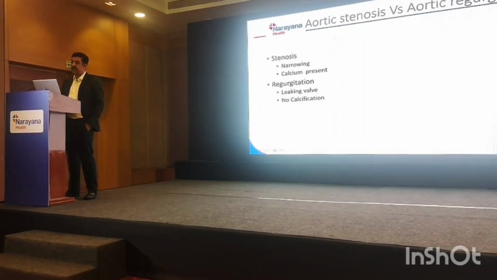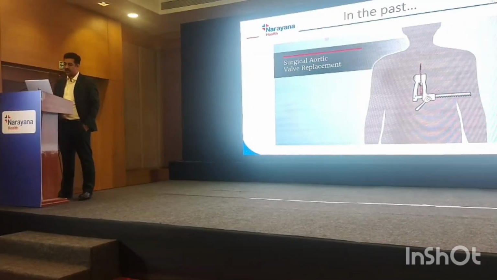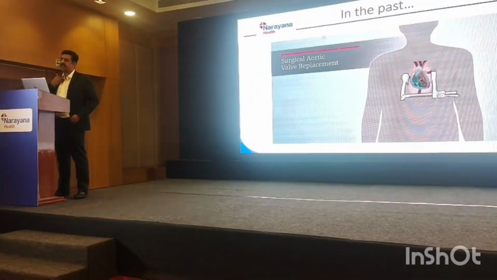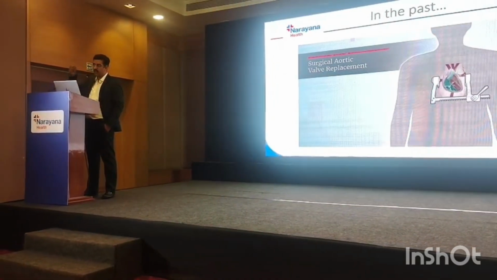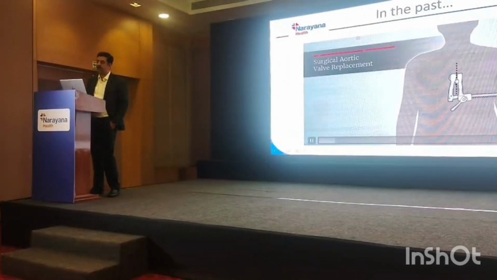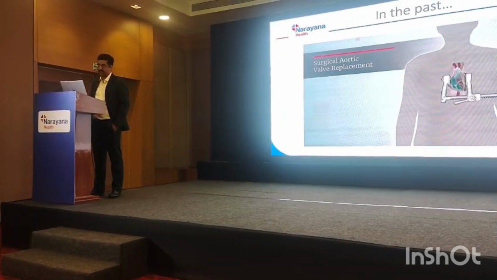And this aortic stenosis was previously treated by open heart surgery. You cut open the chest like that, and then you retract the chest. You make an incision which is almost around 15 centimeters in length. You drill the bone, cut the bone, open it, take out the valve, and put in a new valve and suture it. So this was the norm 10 years ago.